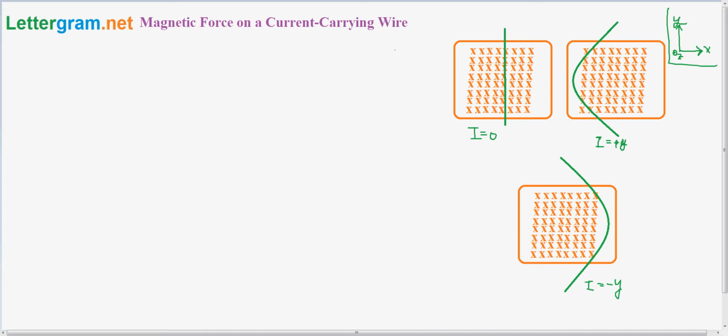Okay, so I drew some pictures over here. If there's no electrons moving, obviously zero current, no force. So F is equal to 0. For this one, which I'll call 1, we have a current going in the positive y direction.